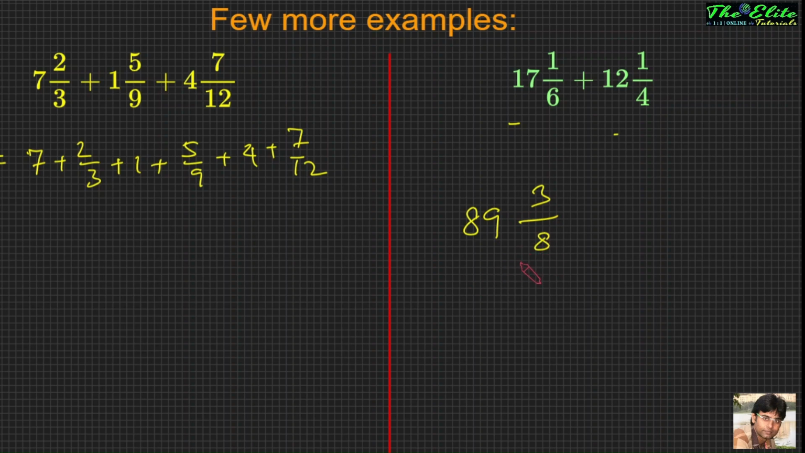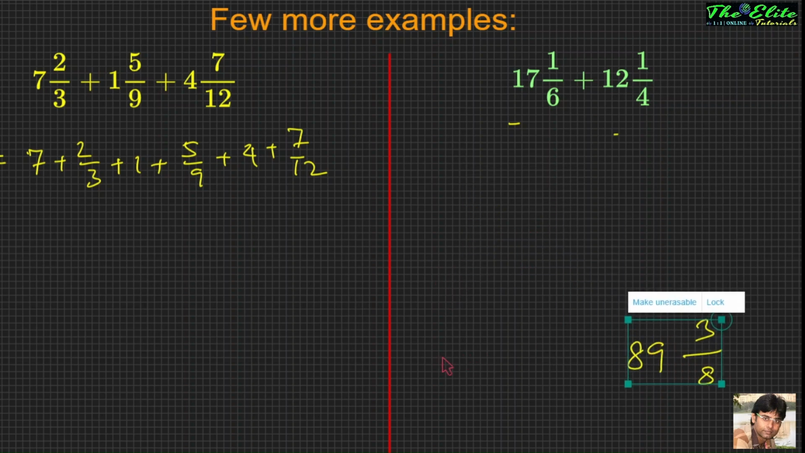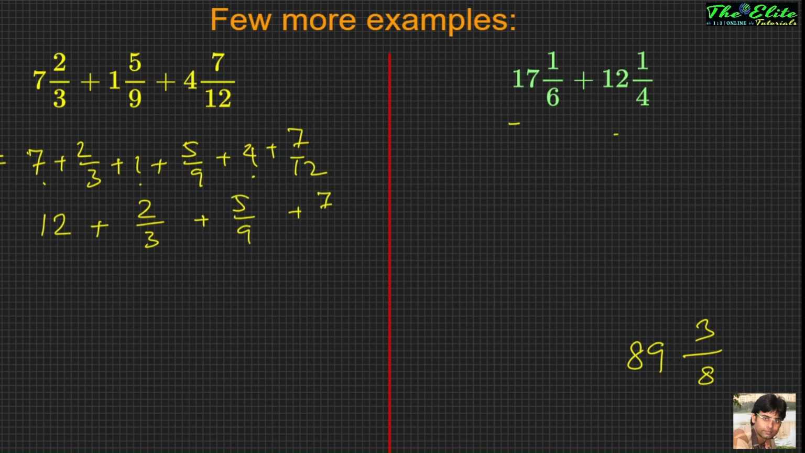So yes, it will help you a lot if you use method number 2, because if you go on multiplying this 89 by 8 and adding 3, and again the same kind of number will be there in the next mixed fractions, it will be very time consuming and a very bad way, I guess, of solving these kinds of questions. Now you will just think that 7 plus 1 is 8, 8 plus 4 is 12. You can directly write now 12 plus 2 by 3, 5 by 9 and 7 by 12.